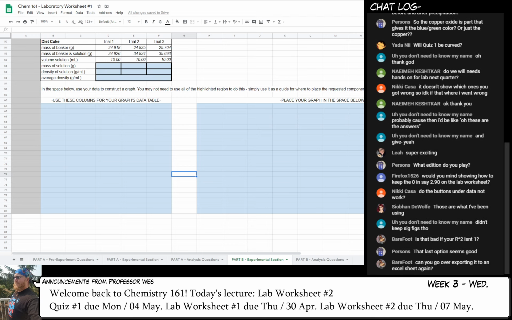Yeah. Can you go over exporting it? Sure. So to export something, you go to File, you click Download, and then you click Microsoft Excel. It will ask you to save your file to somewhere. Save it to your desktop, save it to a folder, whatever. And then you upload it to Canvas using this right here. So the assignment, there will be a button for you.